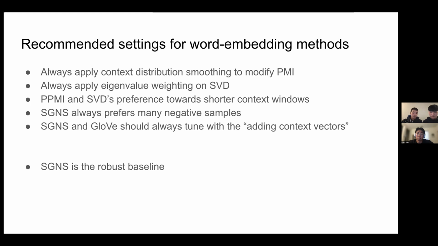Lastly, the paper suggests that SGNS is the robust baseline of all 4 methods. SGNS might not be the best method for every task, but it doesn't underperform in any scenario. Plus, it is the fastest to train and the cheapest in terms of disk space and memory consumption.